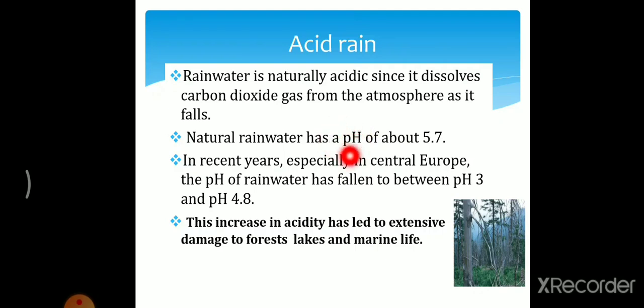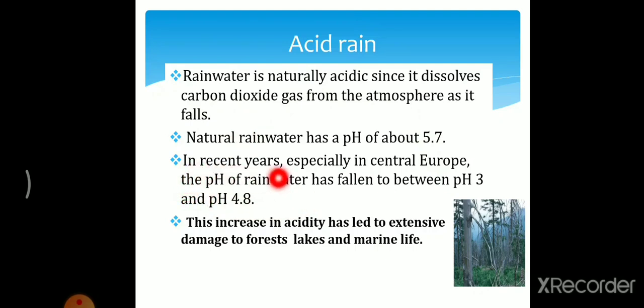If you don't know what pH is, pH is the potential of hydrogen ions. It's a scale which ranges from 0 to 14. Below 7 is acidic, above 7 is alkaline, and exactly 7 is neutral. Rainwater has a pH of 5.7, which lies towards the acidic side. This is because of dissolved carbon dioxide.